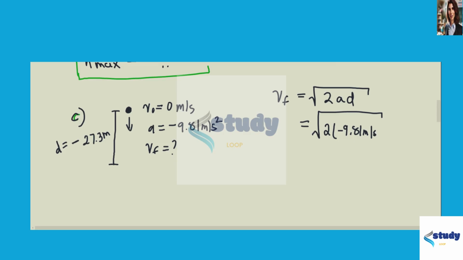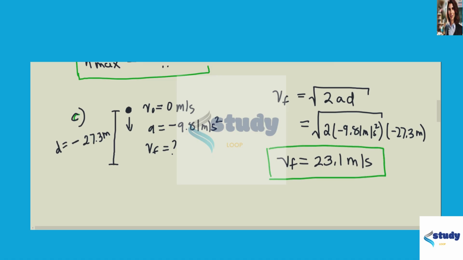If you didn't catch that the displacement was negative because the object's moving downwards, that's okay, except what's going to happen is that you'll just get a negative under the square root. Your calculator will give you an error. So it's important to try to take account of the directions. So the final answer here is going to be 23.1 meters per second when it reaches the ground. And that's our final answer.